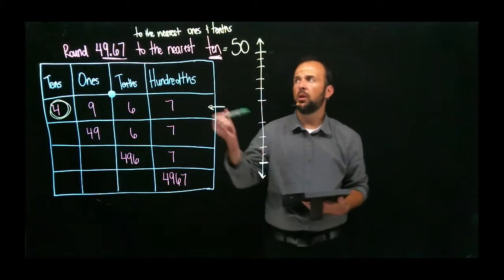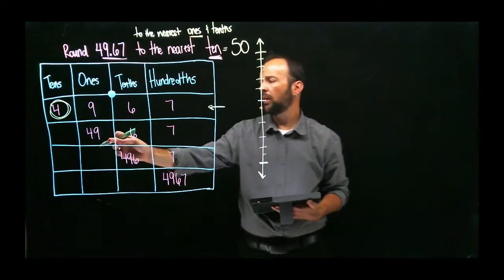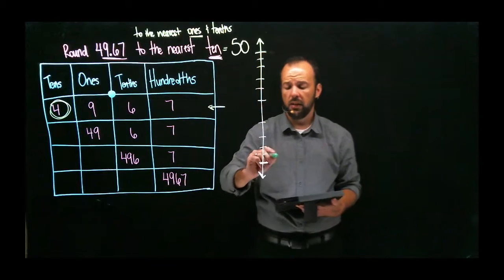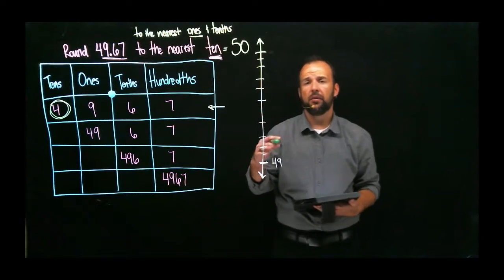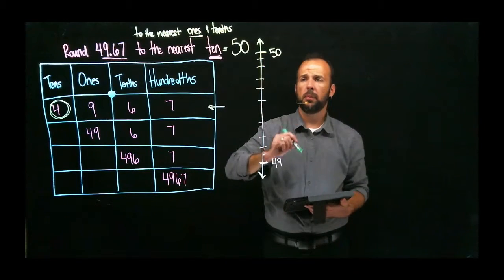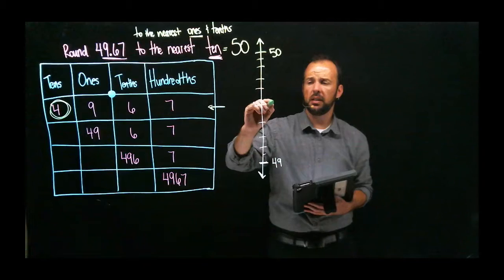All right, so if I was going to round to the nearest ones place, I want to look at my ones place here, which is 49. Okay, so I have 49 ones. So I'm going to start with 49 here. And then if I counted one more up, that would be 50.